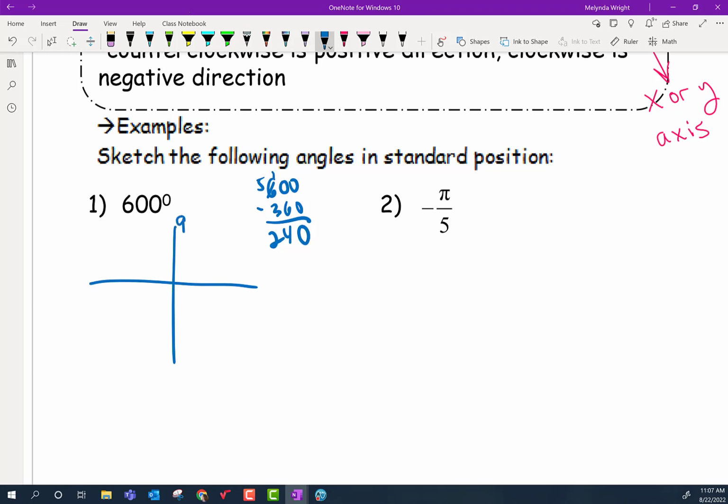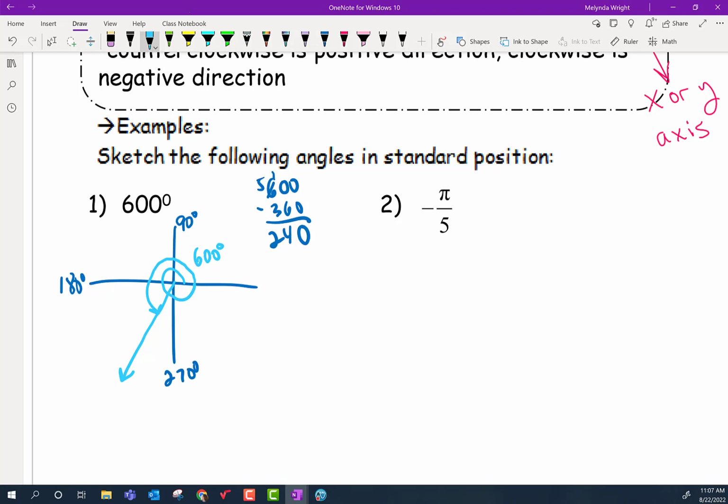If you recall, this would be 90 degrees. That's 180 degrees. That's 270 degrees. So I'm going to change the color so we can distinguish what's going on. We went all the way around one time, and now we're going to go 240 more degrees. So that would put us somewhere right here. So we would label that 600 degrees, and that is sketching the angle in standard position.